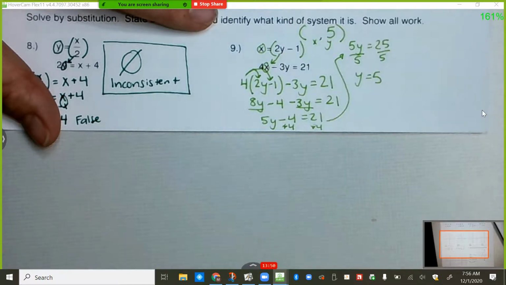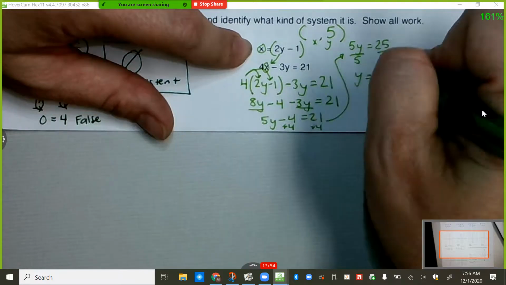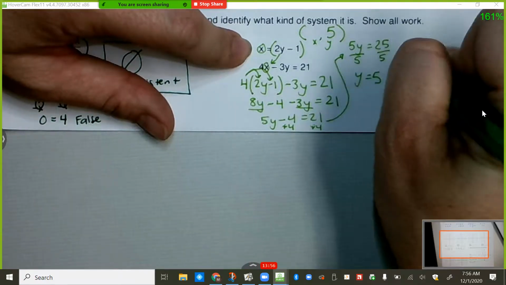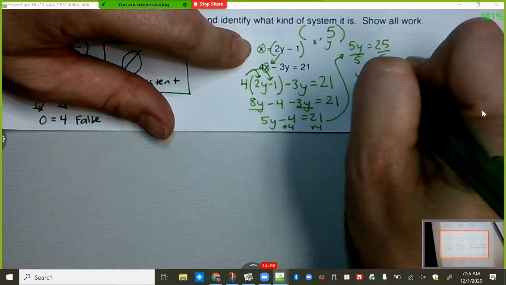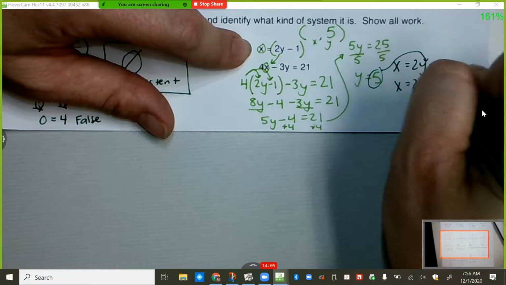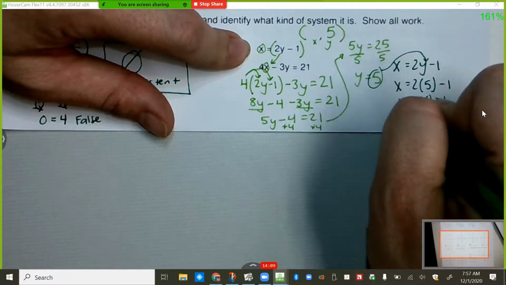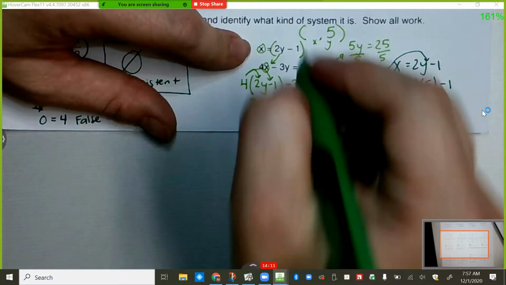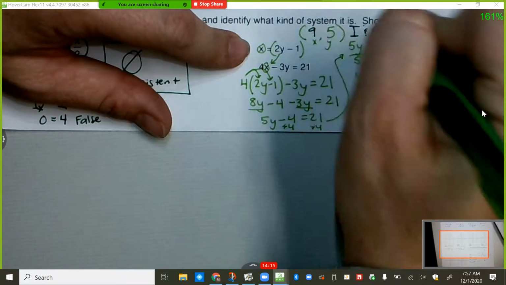Okay, so then I'm going to take it and plug it into the first one we messed with, x equals 2y minus 1, and I'm going to replace the y with 5. So I get x equals 2 times 5 minus 1, well 10 minus 1 is 9. So this is independent and consistent.